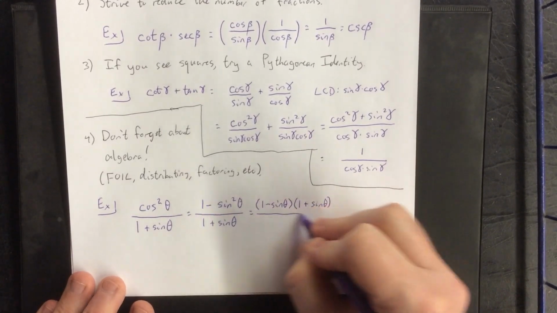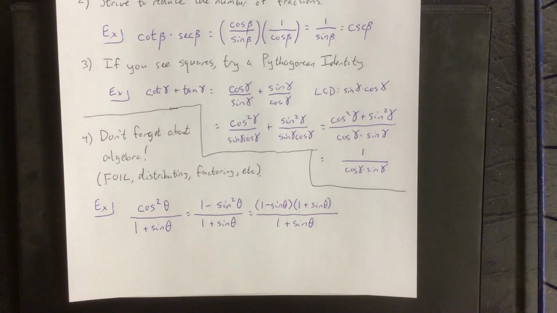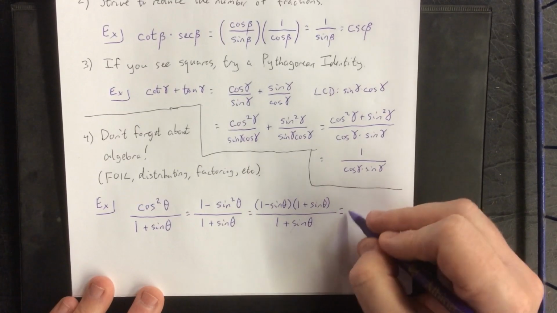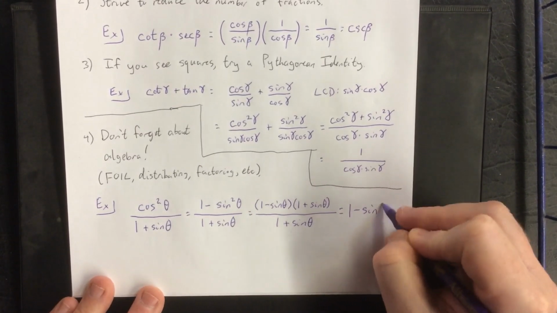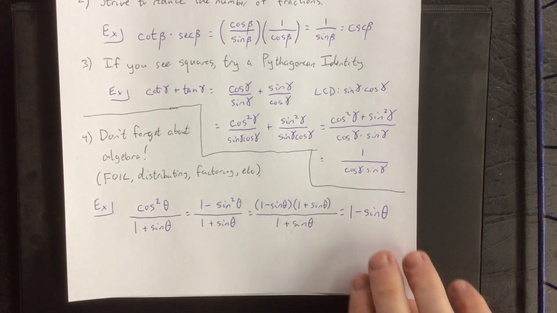supposed to stay inside, we can factor that difference of squares into binomial conjugates. You'll notice now that 2 of these factors will cancel each other out, and you'll be left with 1 minus the sine of theta. Tends to be a little bit simpler.